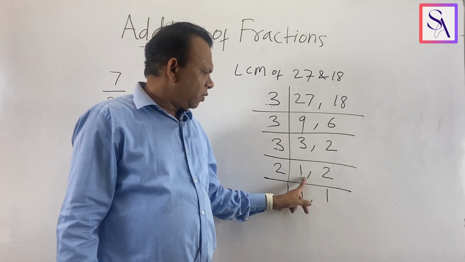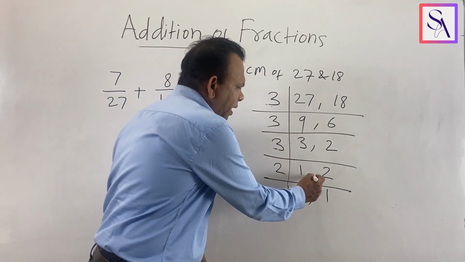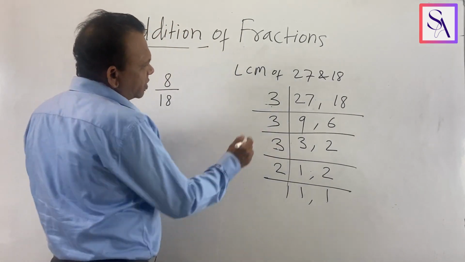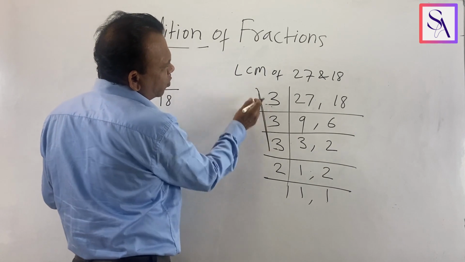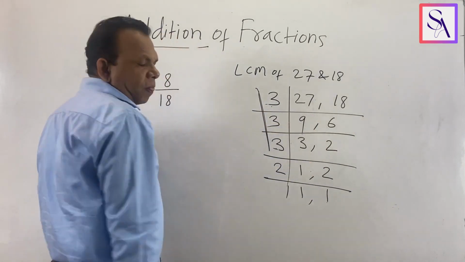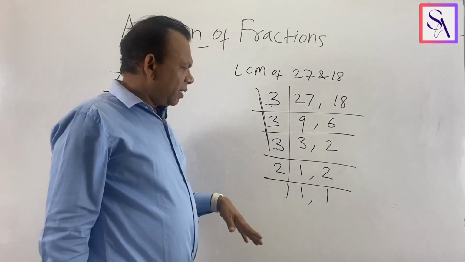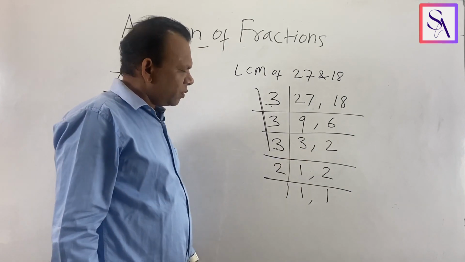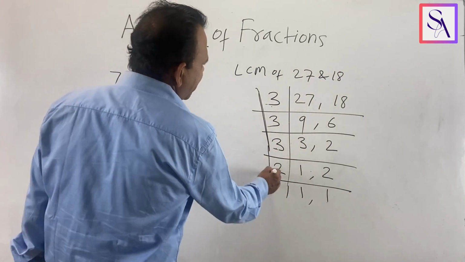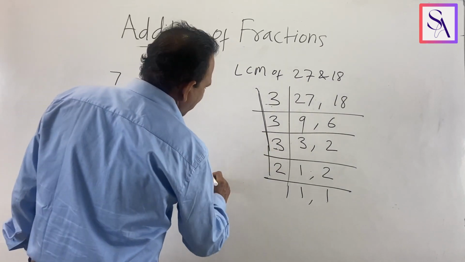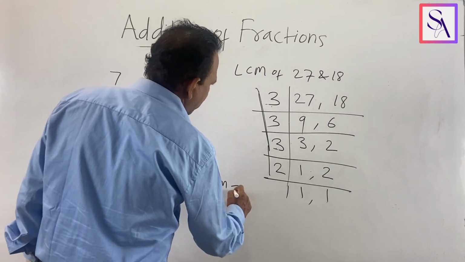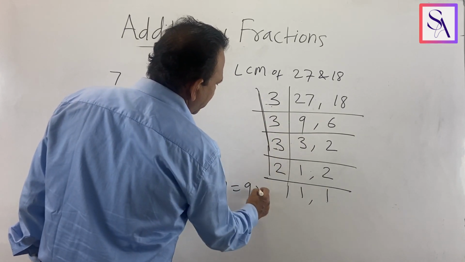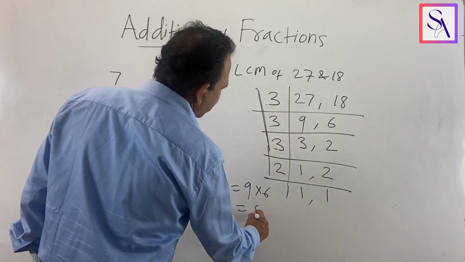Right? So this is how we calculate LCM. So first find out the numbers which will divide both the numbers. If you are not getting any number, then whatever remaining numbers are there, you just divide by these two. Right? So what is the LCM? So LCM is 3 into 3, 9, 3 into 2 into 6. So LCM is 54.